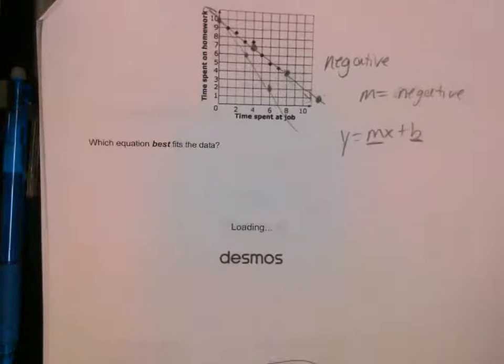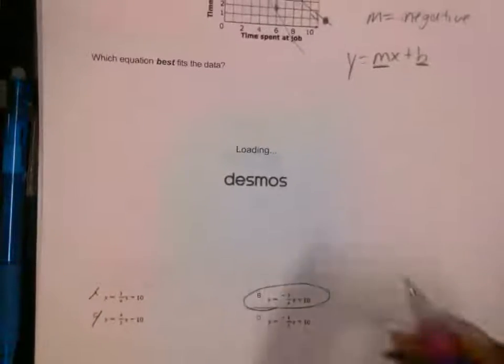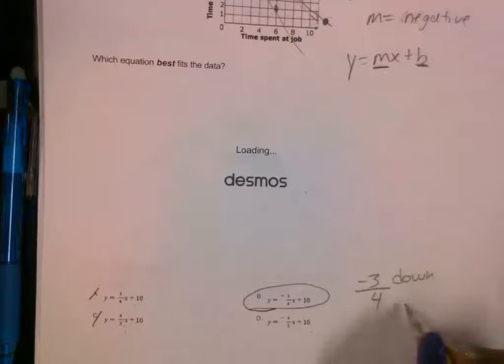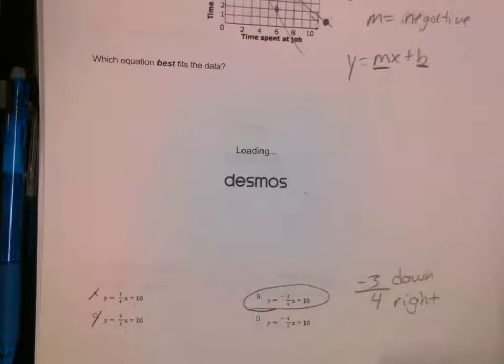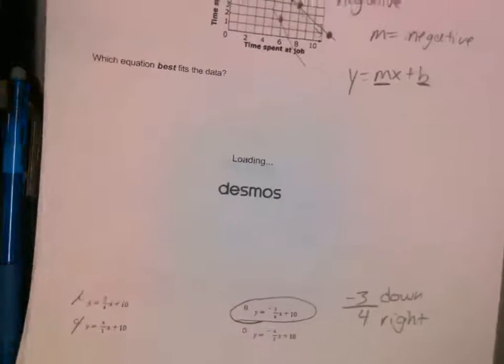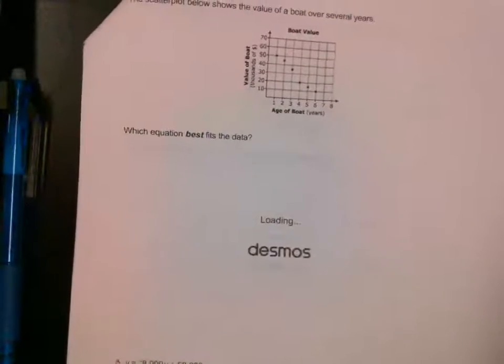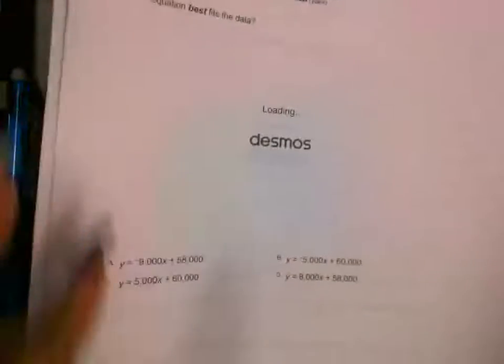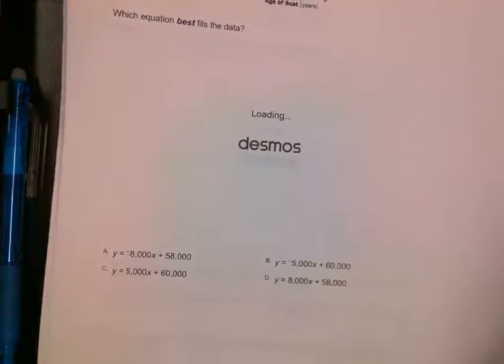You see how Miss Ray has used the slope? The top number was -3. That's down 3. The bottom number was a +4, so that's to the right 4. Okay. Scatter plot below shows the value of the boat over several years. What's the line of best fit? You're doing the same thing again that I just did in the other problems. So I'm going to skip that and go to the other one that you might have issues with.